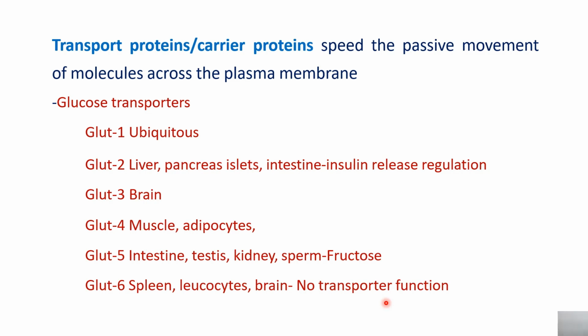GLUT3 is present in brain. GLUT4 is present in muscle and adipocytes. GLUT5 is in intestine, testis, kidney, sperm, fructose. And GLUT6 can be in spleen, leukocytes, brain, with no transporter function as such.